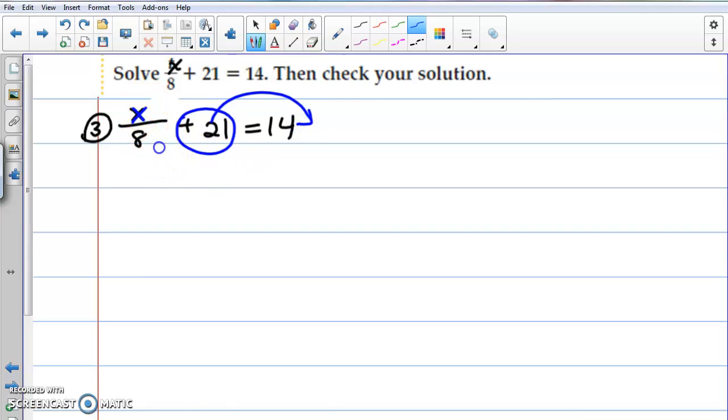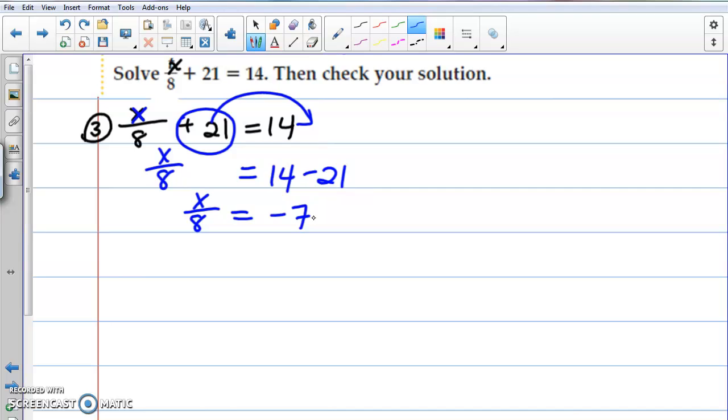So I'm going to keep my x over 8 on the left, drop down my equal sign, drop down my 14, and say plus 21 becomes a minus 21. And now we're going to do this part right here. So I'm going to drop down my x over 8 again, equals 14 minus 21 is negative 7.